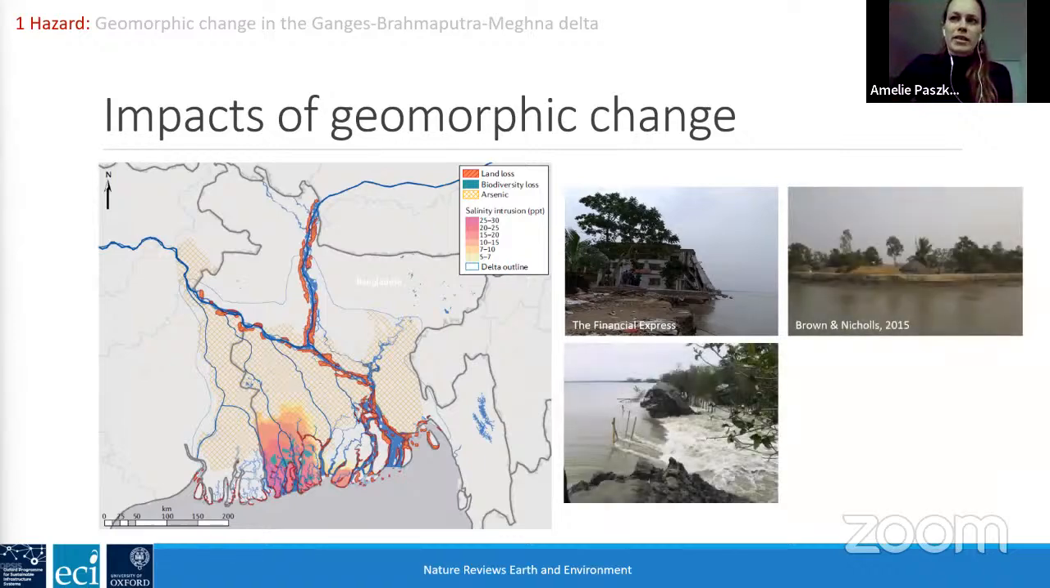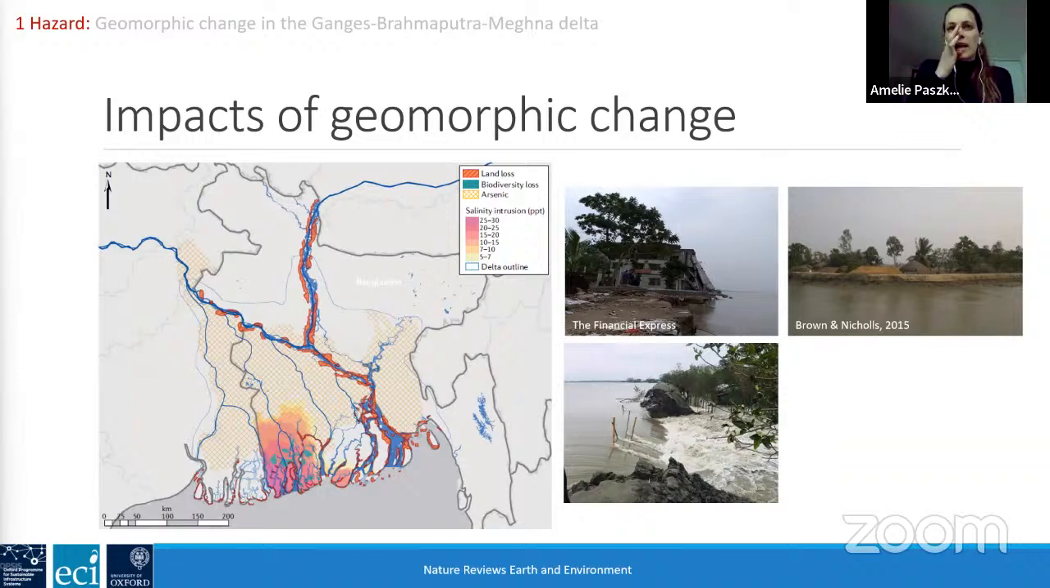And changes in geomorphic states and the shifting lands also mean that flood risk can decrease in certain areas of the delta, but also increase in other areas. And most notably, the pluvial flood risk, so rainfall-induced flooding, has increased in the poldered area of the coastal zone.